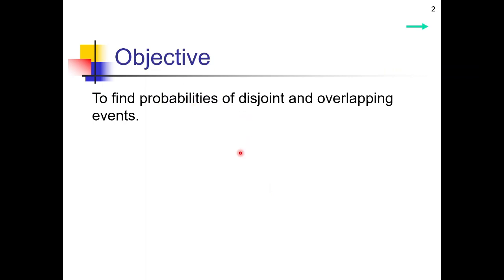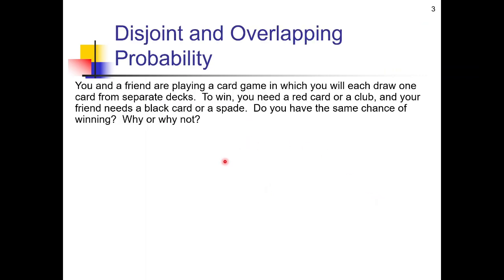Let's get to it. Open this one up, we're going to pose a question to you. Let's say that you and a friend are playing a card game in which you will each draw one card from separate decks. In order to win, you need a red card or a club, while your friend needs a black card or a spade. Do you have the same chance of winning? Why not? Pause the video and give it some thought, and then we'll come back to it.